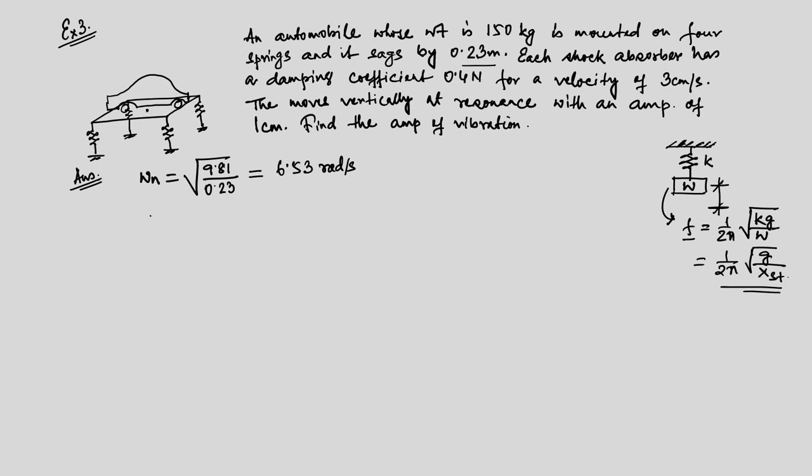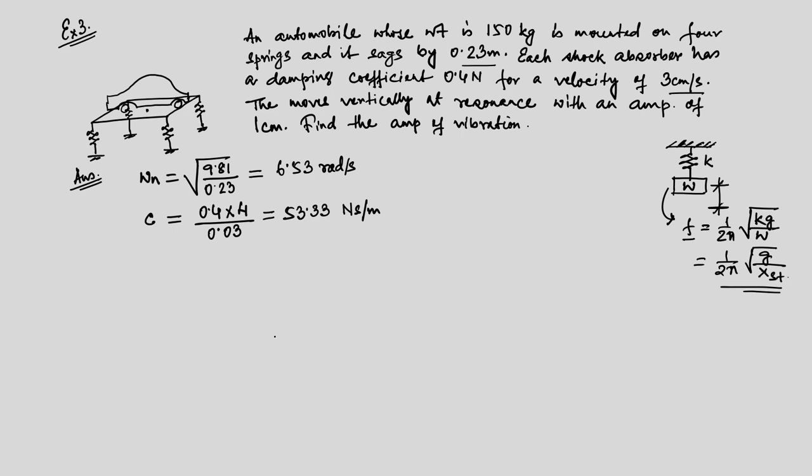Now, let us also quantify c in the same way we did earlier. So, in our case, it is 0.4 and there are 4 shock absorbers divided by the velocity, which in this case 0.03 meter per second, because the unit is in centimeter. So, we have to convert that into SI unit. So, if you do that, you will get this expression is 53.33, again unit is Newton second per meter.